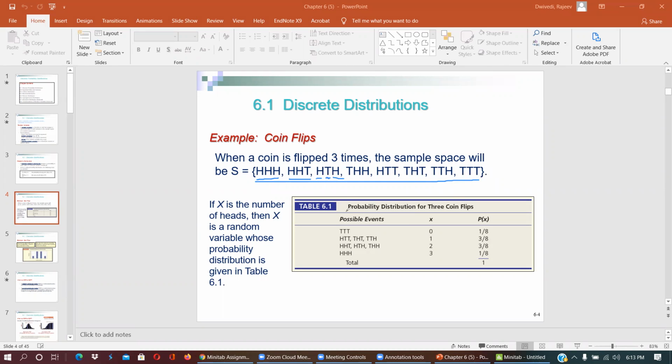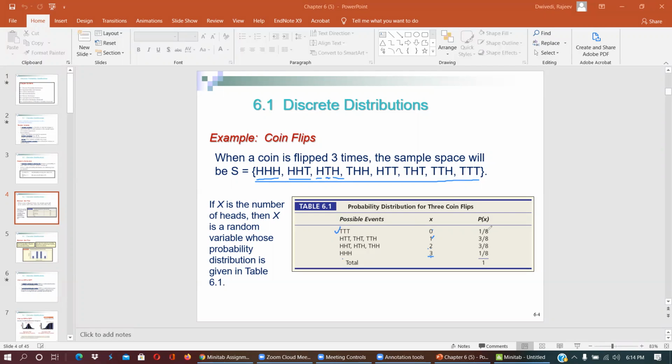So the probability distribution of 3 coin flips. Look at the possible events for heads. What are the possibilities of no head? This is the situation where we don't have any head. This is at least 1 head. Here are the 3 situations where you have at least 1 head. 2 heads means these are the events, you have 3 situations where you have 2 heads. And the third, all 3 heads, you have 1 situation.